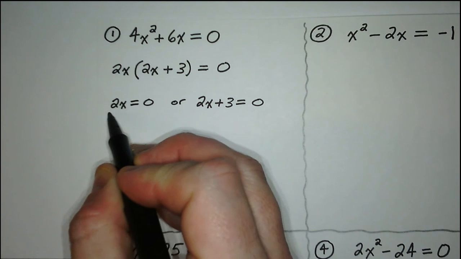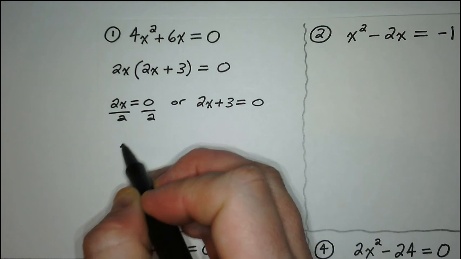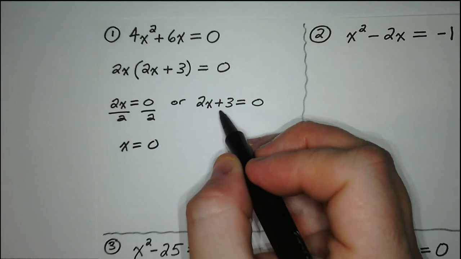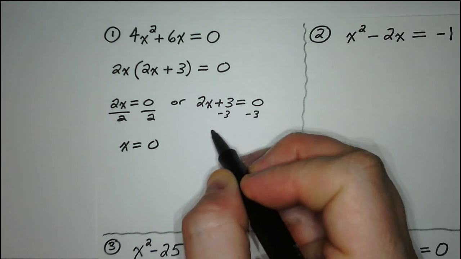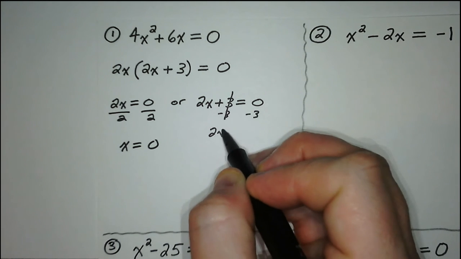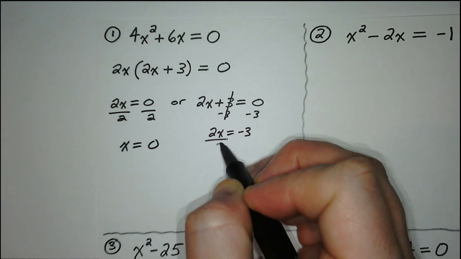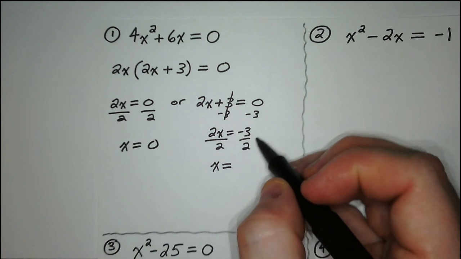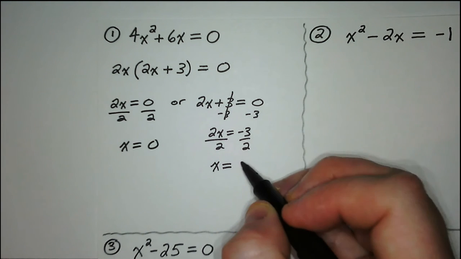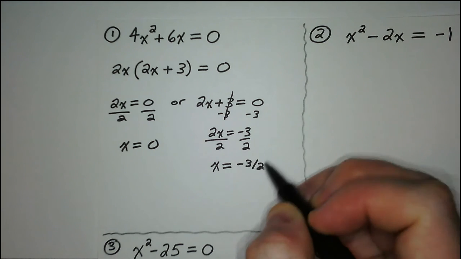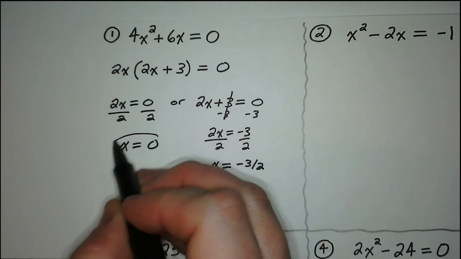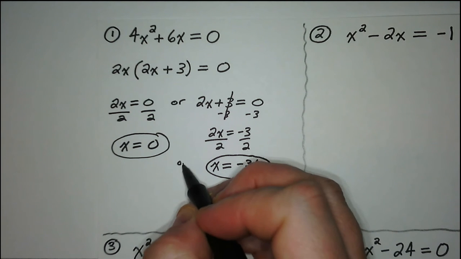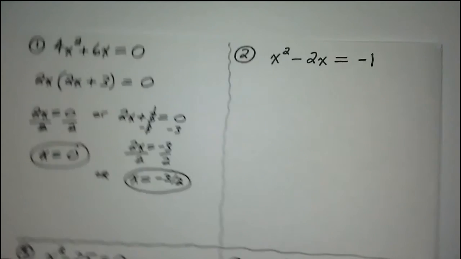To solve this one for x, we would divide both sides by 2. 0 divided by 2 is, of course, 0. And then here we would subtract 3, and then divide both sides by 2. And we would get exactly negative 1.5. But more often than not, you're probably going to want to just leave it as a fraction, even though it's an exact decimal. So there's those two answers.